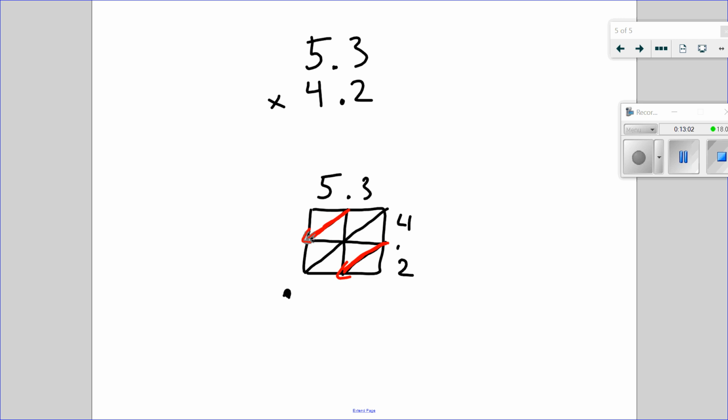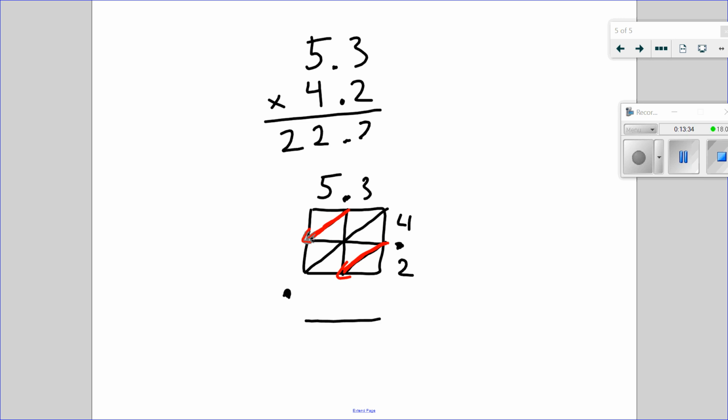I could also do this by saying I have one space behind the decimal here on the side number, and one space behind the decimal here on my top number, so my answer is going to need 2 spaces behind the decimal. If I leave those 2 spaces, I can be pretty confident that this is going to be the correct answer. To remind us, we've done this a few times. It's going to be 22 and 26 hundredths. Let's prove that still works.